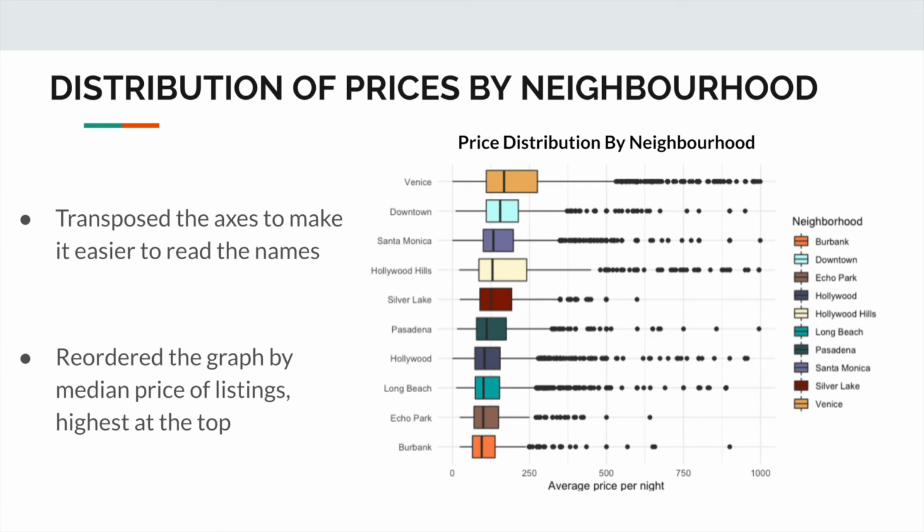There is more variability in pricing in neighborhoods such as Venice and Hollywood Hills, while Echo Park and Silver Lake are less varied in their prices.